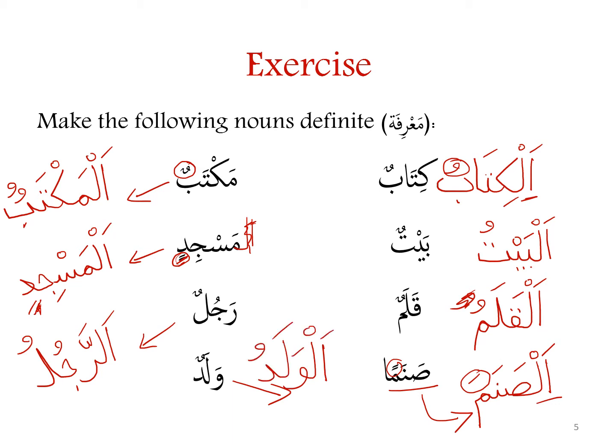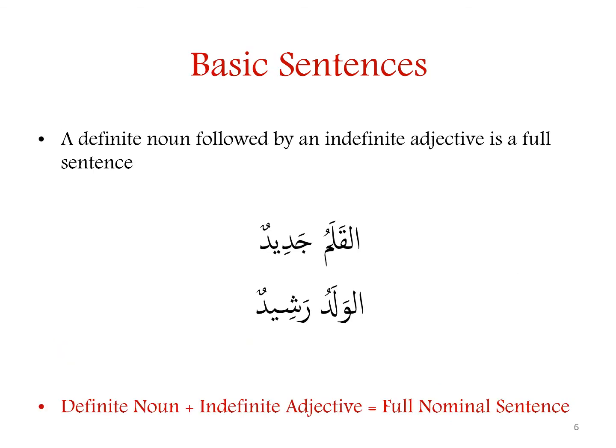Al-waladu means the boy. Alif lam added, tanween dropped to become ma'rifah. So some basic sentences that we can form. This is a little formula that we should know. When a definite noun is followed by an indefinite adjective, that is a full sentence. So this formula: definite noun plus indefinite adjective equals full nominal sentence.